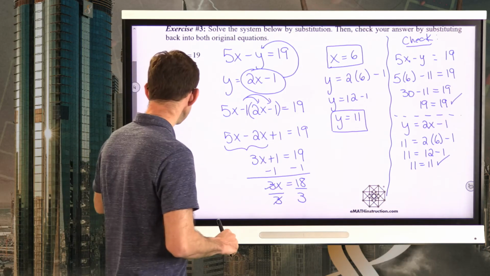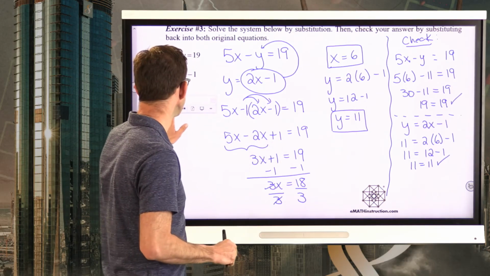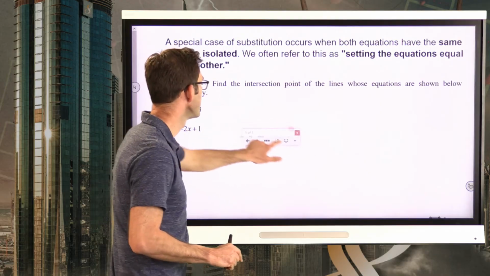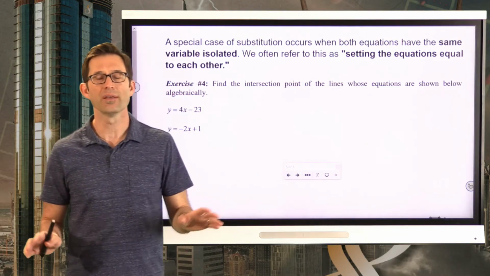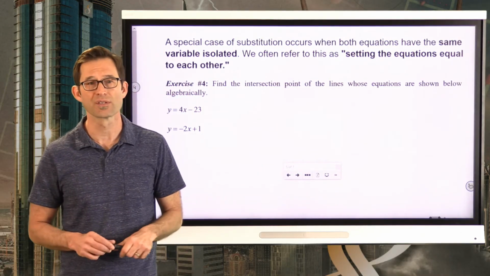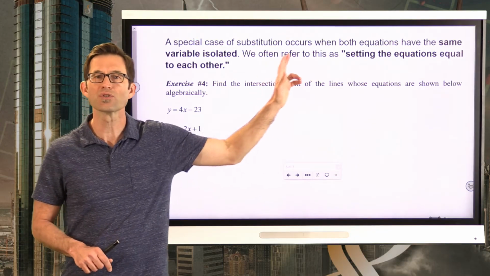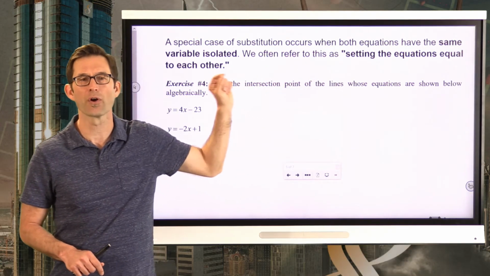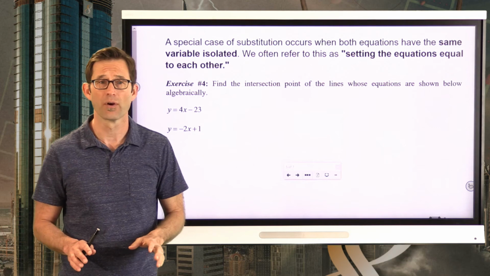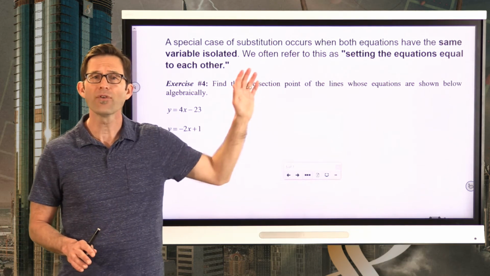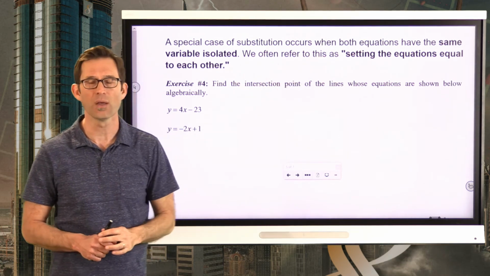All right, let's keep going with some systems. Now, there's a special case that comes up a lot when you solve a system by substitution, and that occurs when both equations have the same variable isolated, oftentimes the variable y. Okay? We often refer to this as setting the equations equal to each other.